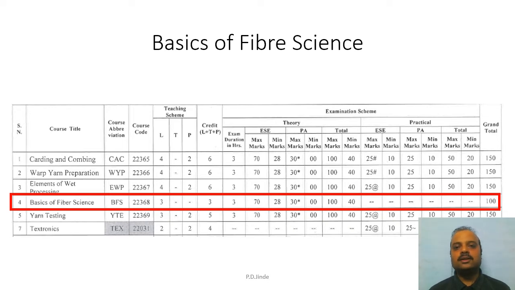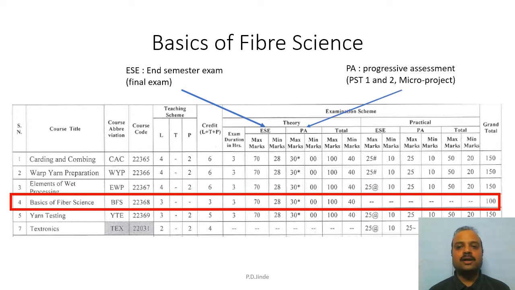Theory marks are further distributed into ESE and PA. ESE carries 70 marks. ESE means the End Semester Examination, and it has a weightage of about 70 marks. And PA carries 30 marks. PA means Progressive Assessment. That is, it is a combination of marks of PST1, PST2 and micro projects.